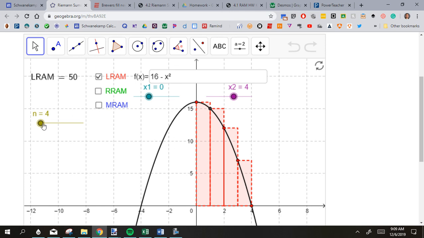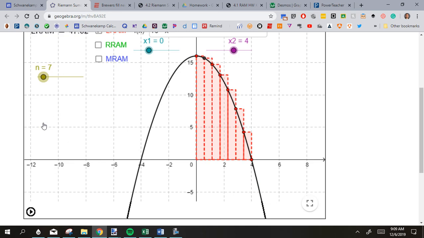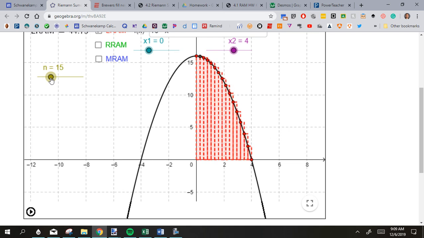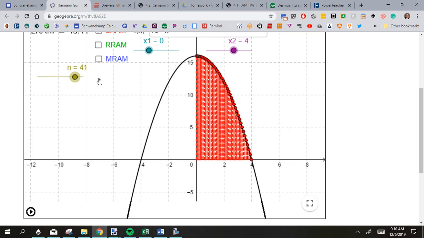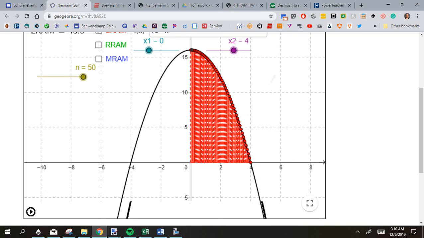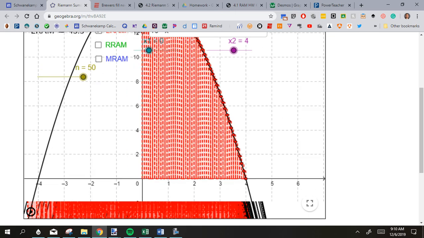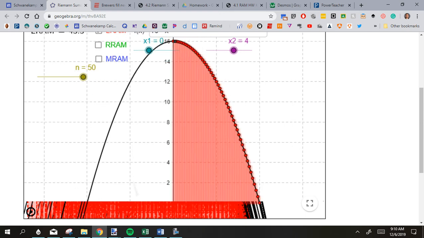Okay. What if instead of 4 subintervals, I used like 7? Is that better? What happened to the width of each rectangle? It got smaller because we took the same amount of space, but we made it smaller in between. Okay, what happens if I do that? Better. What happens if I do that? I mean, it's not perfect. I could zoom in and you can see, oh yeah, there is still a little bit over, but it almost looks perfect. Okay, you're covering that thing pretty close and you're just finding the area under the curve.